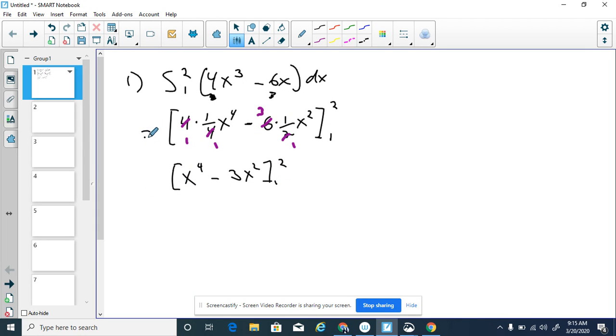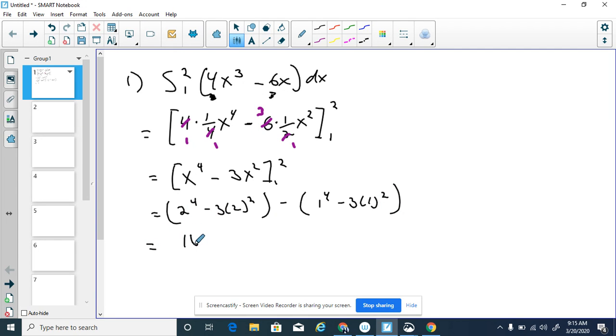The fundamental theorem of calculus says first plug in 2. So 2 to the fourth minus 3 times 2 squared. That's like my f of b. And then we plug in 1. So that's going to be 1 to the fourth minus 3 times 1 squared. That's like my f of a.